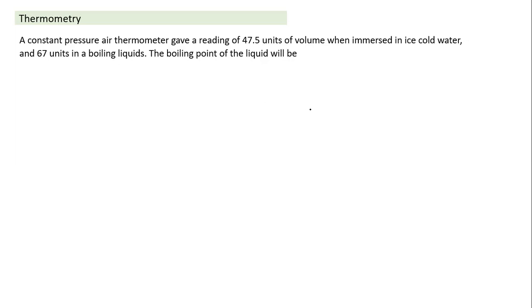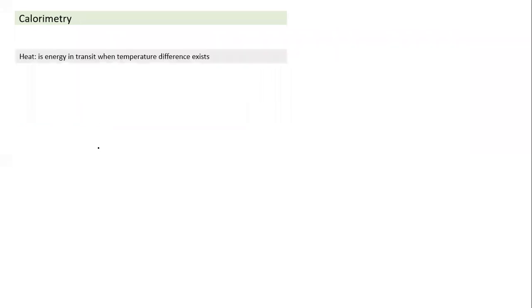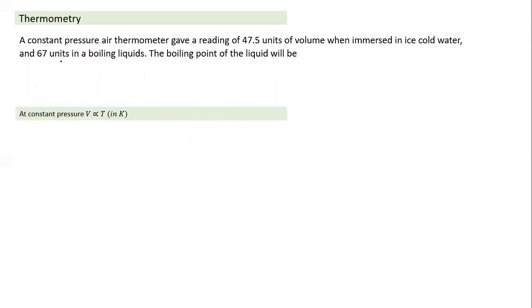How do you find the boiling point, and which principle do we use here? As pressure is constant, volume is proportional to temperature in Kelvin. That is important here. We cannot use any other scale here. It is proportional to T in Kelvin. Then it is very simple, we can easily write the equation V2 by V1 is equal to T2 by T1, and we get the temperature.